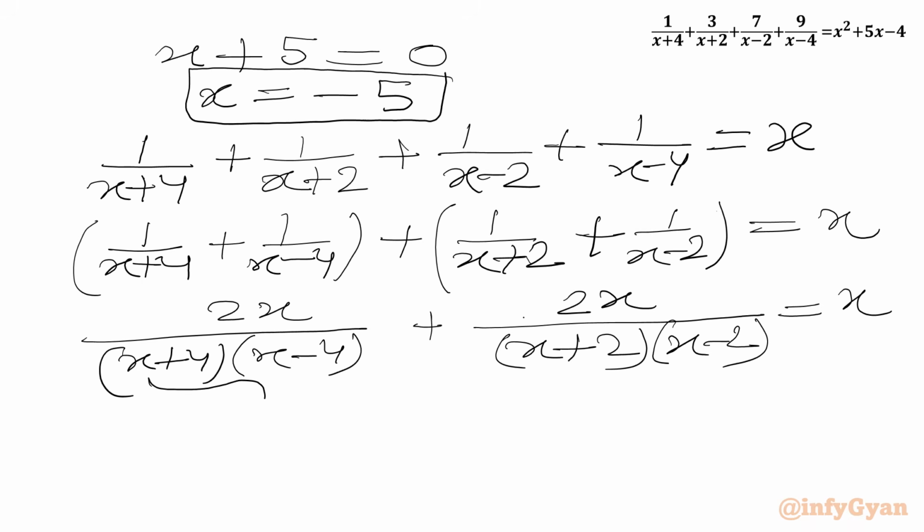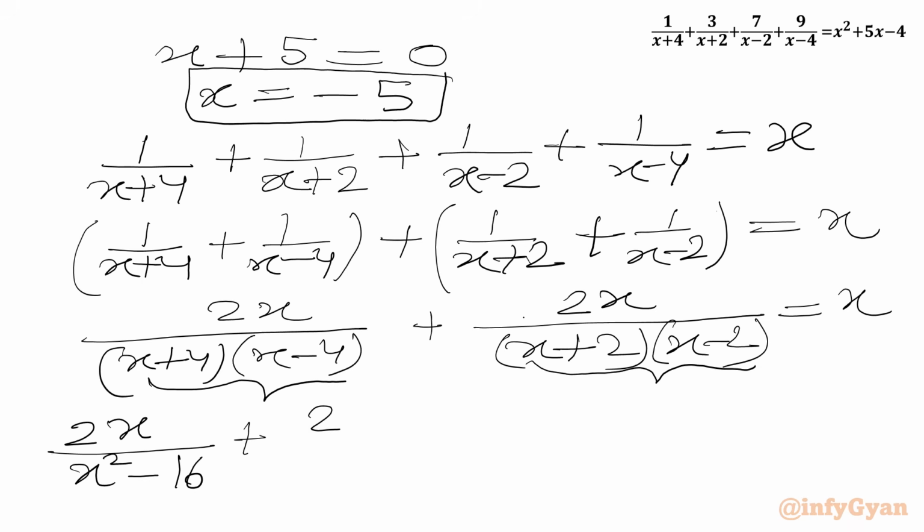In the denominators, we will apply the a plus b times a minus b formula, and we will write over there a square minus b square. So I will write here 2x over x square minus 4 square, which is 16, plus 2x over x square minus 2 square, which is 4, minus x equal to 0.